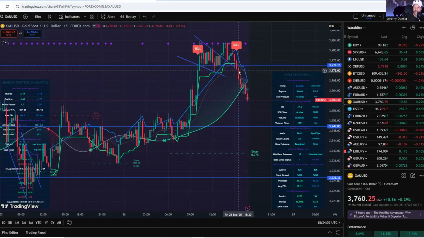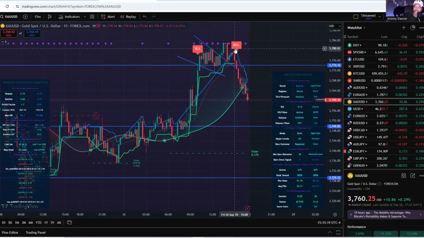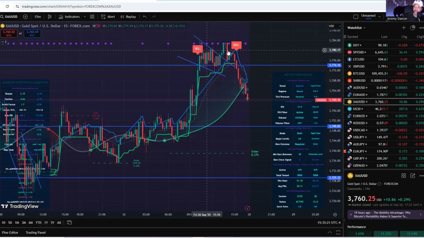All right. However, I would have preferred to sell here and I guess ride out the ups and downs and have a much better entry compared to selling here at 37.66, right? So with this right here, you'd have been selling around 37.80, which would have been an incredible entry. Okay. So that's why I like the Inflection Nexus.